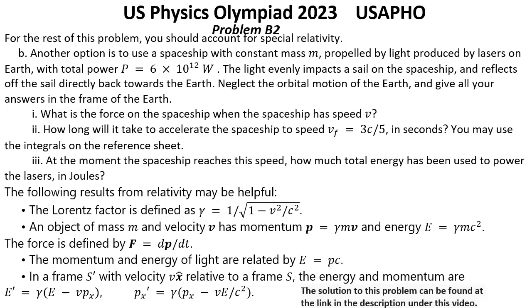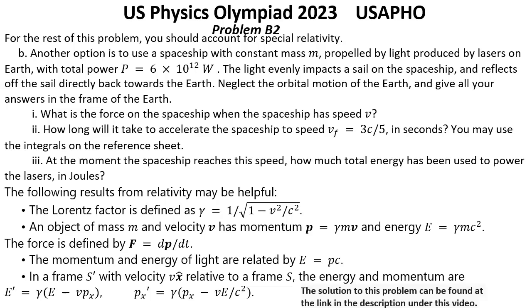Neglecting the orbital motion of the Earth, give all your answers in the frame of the Earth. Question 1. What is the force on the spaceship when the spaceship has speed v? Question 2. How long will it take to accelerate the spaceship to speed Vf equal 3c over 5 in seconds? You may use the integrals on the reference sheet.